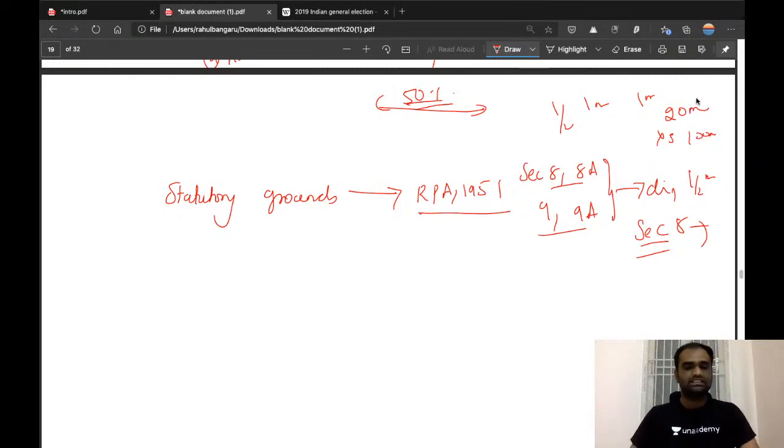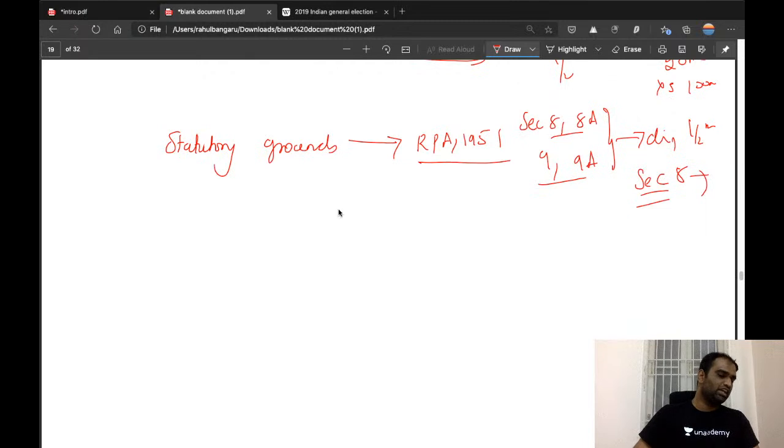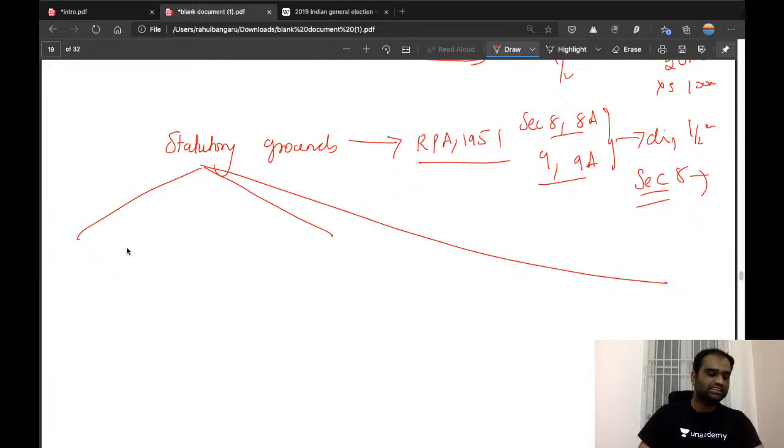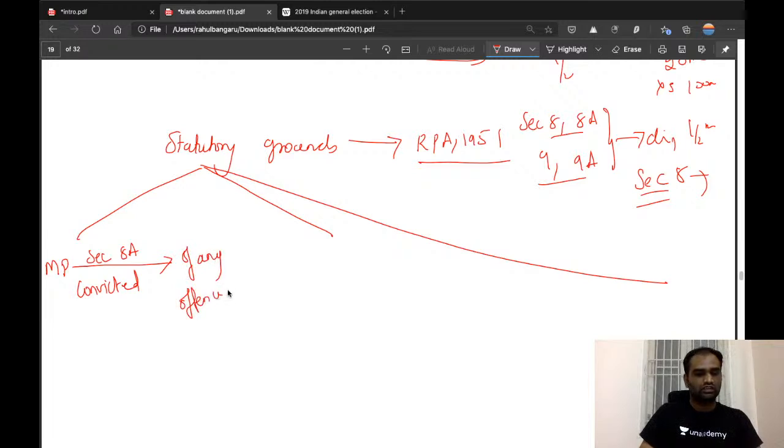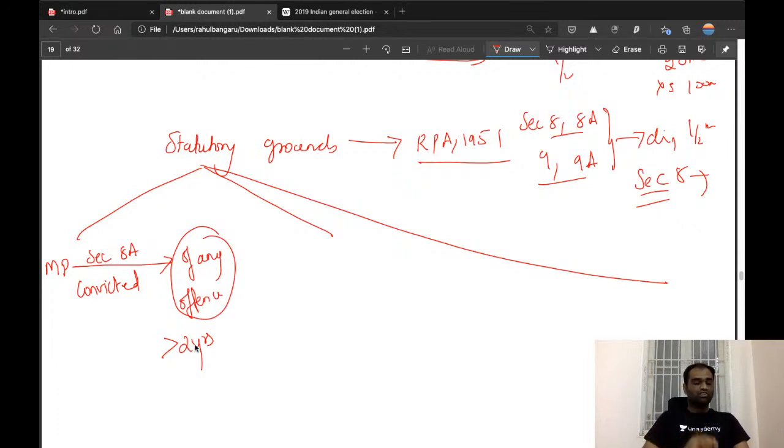Now, there are three statutory grounds for disqualification. The first one is, according to section 8A, if an MP is convicted of any offence with a sentence of greater than 2 years, then that MP will be disqualified.